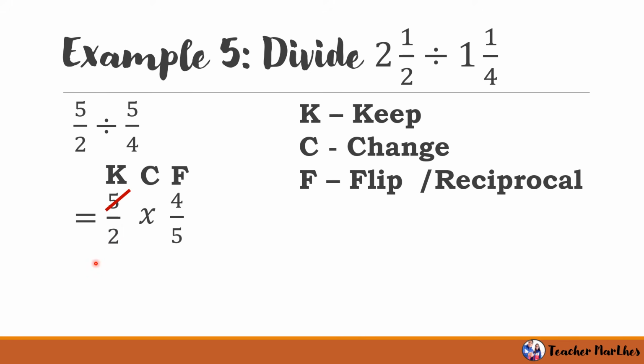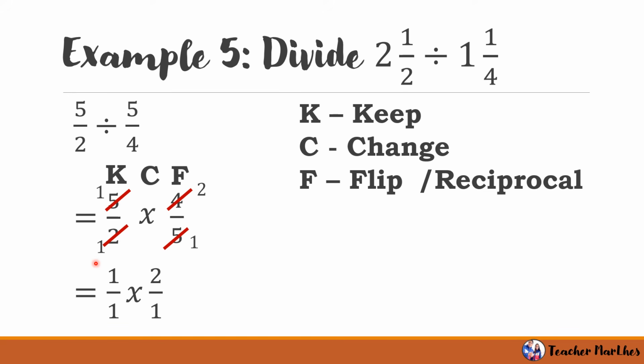Okay, so let us cancel 5. 5 divided by 5 is equal to 1. Then, cancel 5 divided by 5 is equal to 1. So, next, cancel 4. 4 divided by 2 is equal to 2. Then cancel 2. 2 divided by 2 is equal to 1.